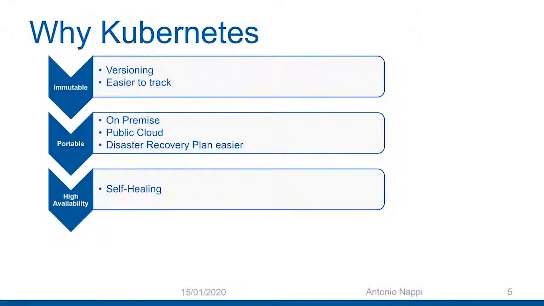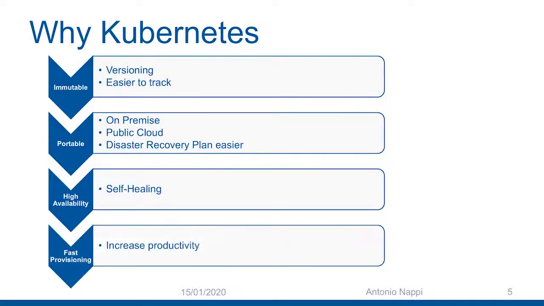And last but not least, fast provisioning. As I said, we were able to deploy a new environment in almost half a day. With Kubernetes, I did, I think a few weeks ago, around 40 new environments in half a day. So, I mean, this is a big improvement in terms of provisioning.